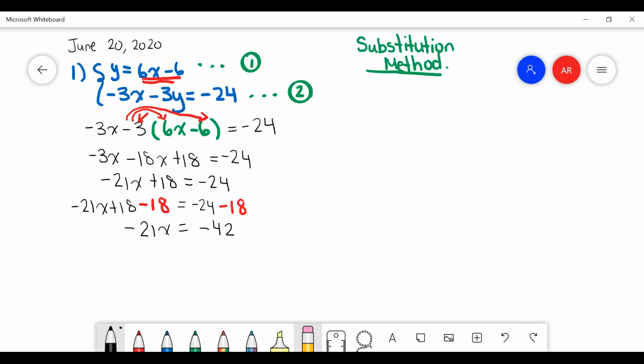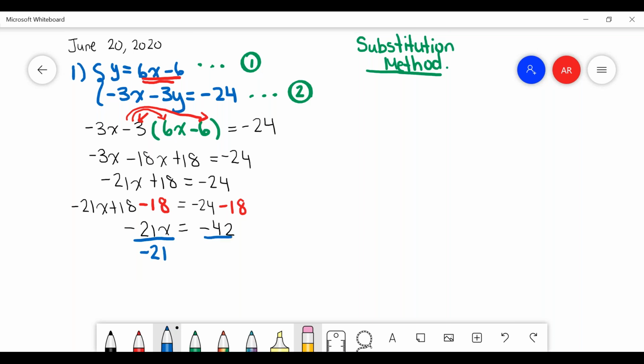So now keep in mind we want to find out the value of our x variable. So we need to isolate for x. We have a negative 21 multiplying with x at the moment. So in order to isolate, we need to perform the opposite operation to what is attached to x, and it's being multiplied by negative 21. So we're going to be dividing both sides by negative 21.